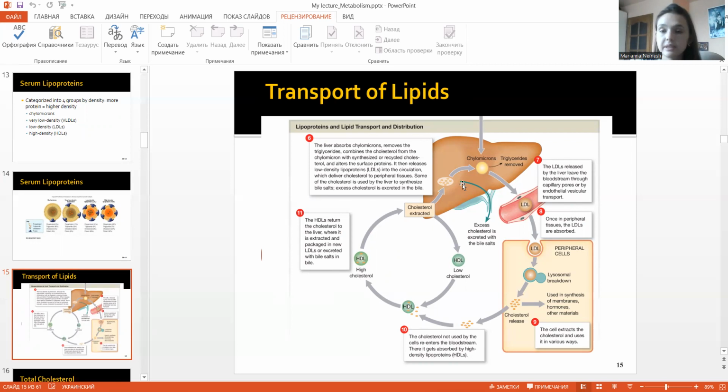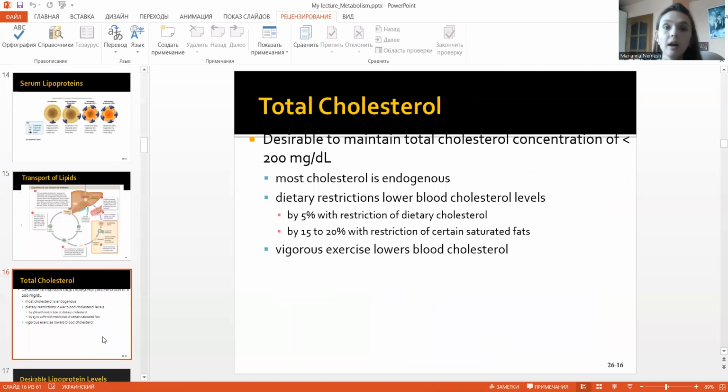Very low density lipoproteins also are released from the liver, but mainly they deliver lipids to the adipose tissue. It's their function. And low density lipoproteins are responsible for delivering lipids to the different kinds of cells in our body.